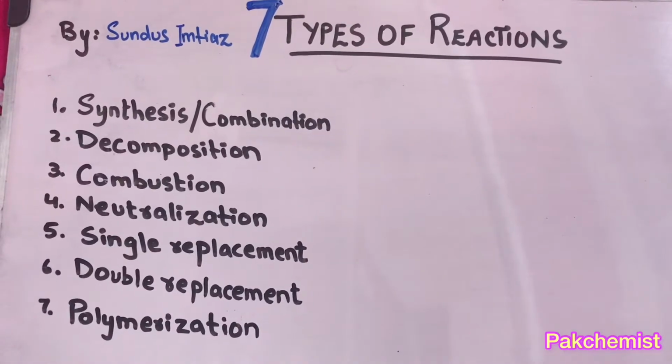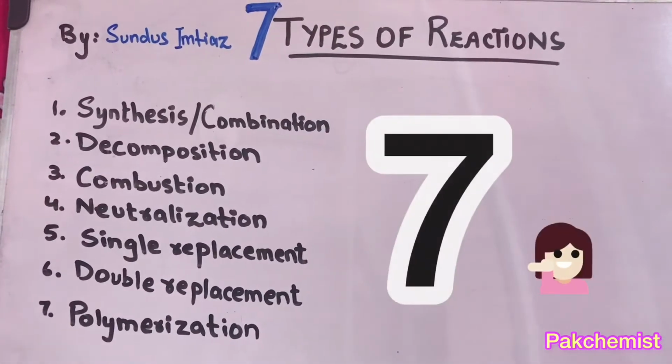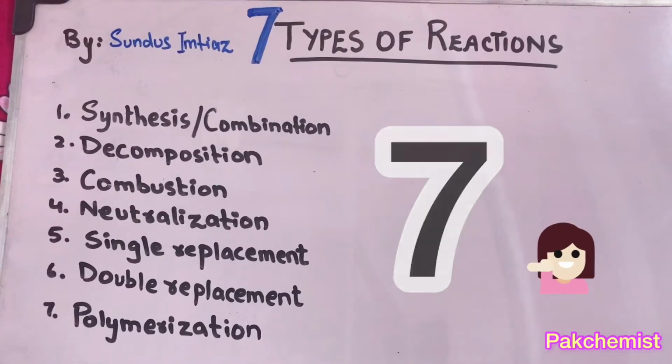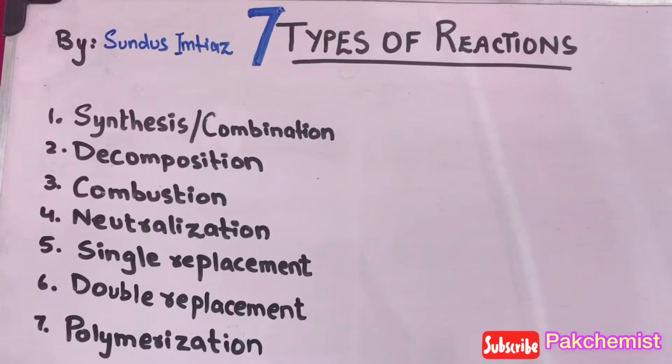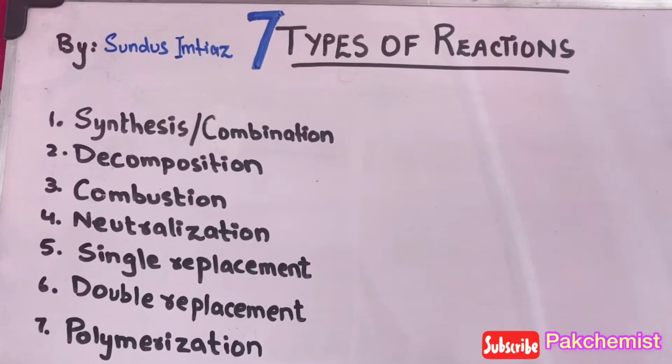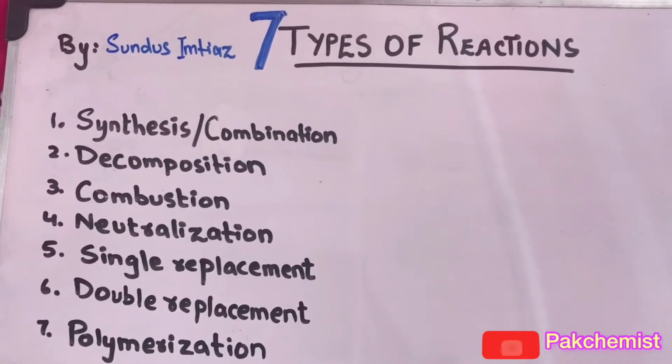So today we are going to talk about these 7 different types of chemical reactions from your chemistry book. And I'm very sure that you will be able to classify these reactions very easily after this video. So let's begin.